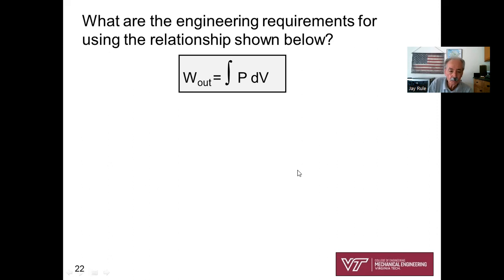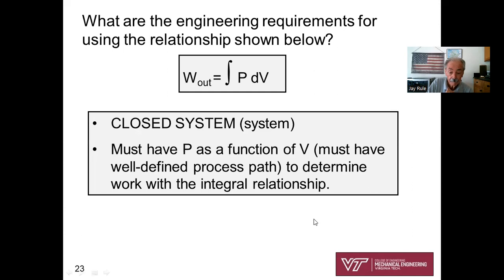What are the engineering requirements for this relationship that I hope you've been using a lot? W out, the work done by a system, is the integral of P dV. What are the engineering requirements for that? That's not always true. So that statement is not always true. You need to know.